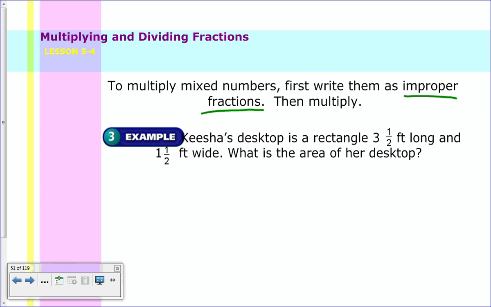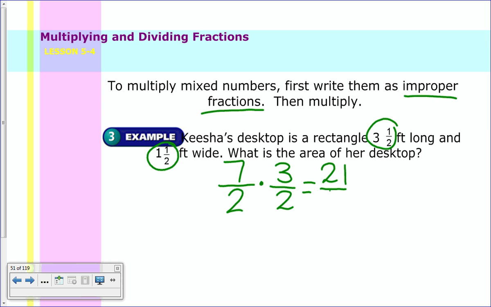Now I'm going to show you the right way to do this and the wrong way. First, we need to switch 3 1/2 to an improper fraction. And this is what we did for the warm-up. 2 times 3 is 6, plus 1 is 7. So 7 halves. And we're going to times this by its width, 1 1/2. Again, 2 times 1 is 2, plus 1 is 3. 3 halves. And I multiply. 7 times 3 is 21. 2 times 2 is 4.